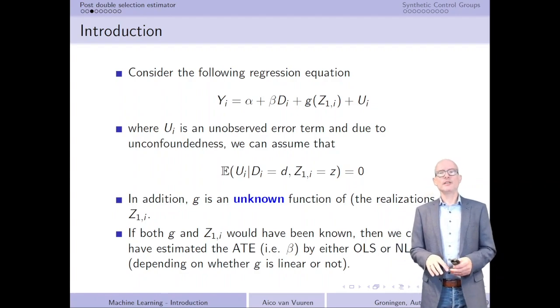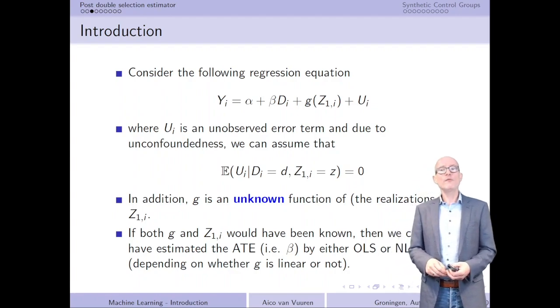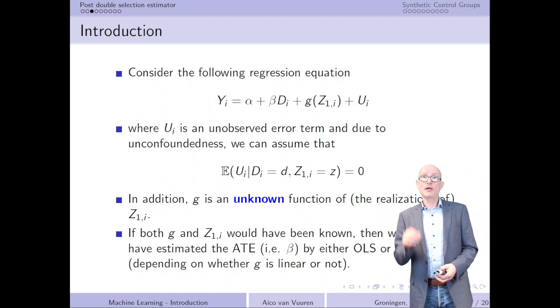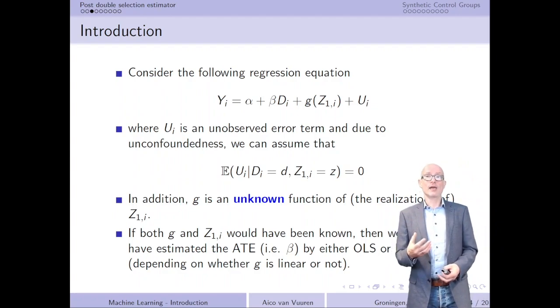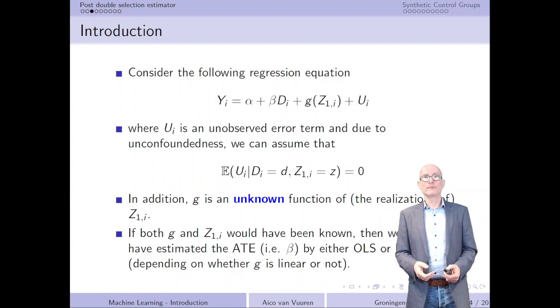However, at the moment that g is non-linear, then we cannot do ordinary least squares, but we can still do non-linear least squares. And then at that moment in time we still can get a consistent estimator of our beta coefficient. That implies we are still able to get a consistent estimator of our average treatment effect. So we should realize that when both g and z1i are known, we are not going to be in any kind of problem.